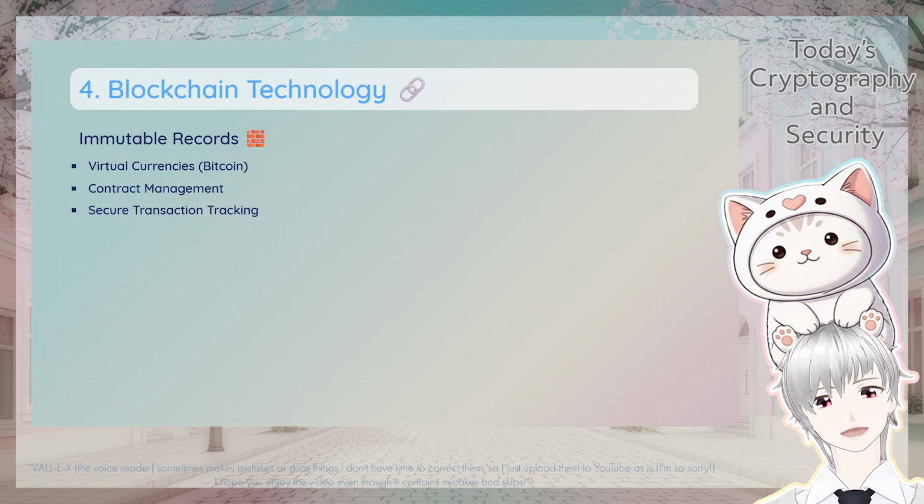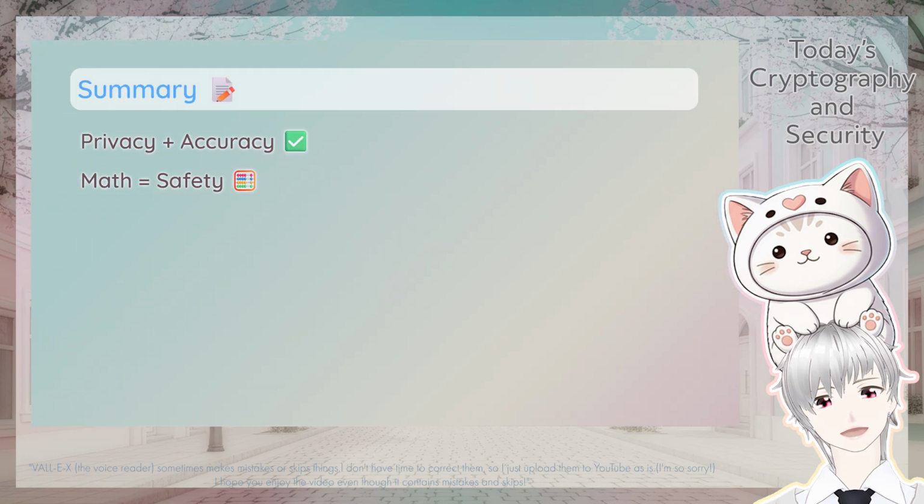And finally, blockchain technology. You've probably heard of this with virtual currencies like Bitcoin, but it's also used for contract management. It uses cryptography to create a chain of records that is almost impossible to change, making it super secure for tracking transactions. So yeah, this paper is a huge step forward in making sure that as our digital world gets faster and more complex, our privacy stays protected without sacrificing accuracy. It's pretty amazing how much math goes into keeping our secrets safe, isn't it?